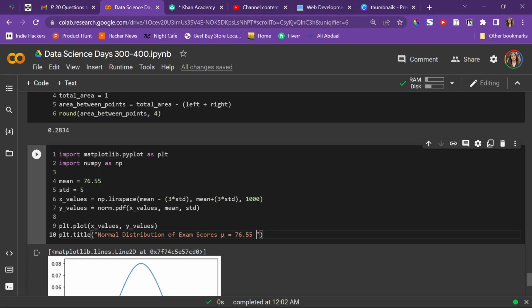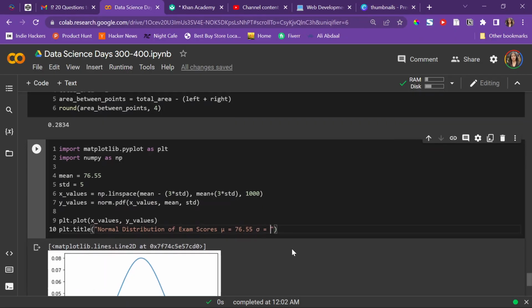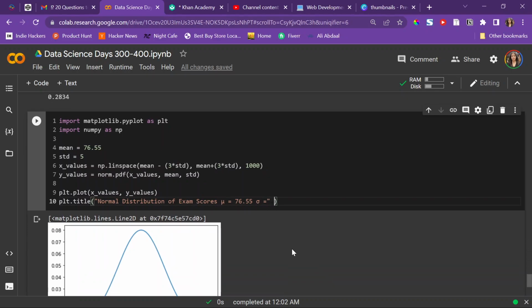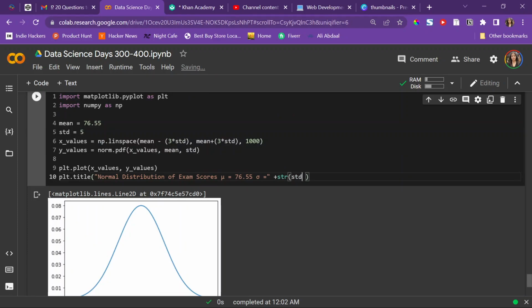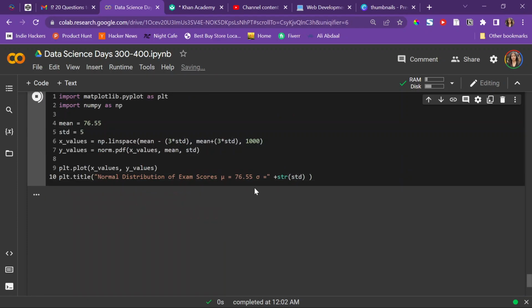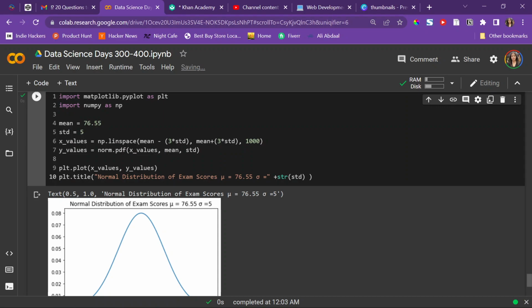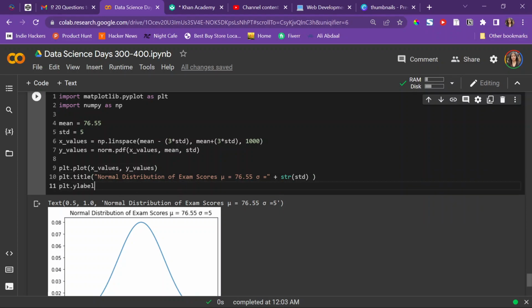Let me X out of that, go over here and set that equal to, I honestly could just set that equal to the value over here. What do I call it? The standard deviation. Oops. As a string. Beautiful. And then let's see. Okay, let me just end that there, and then I'll also give it a y label.